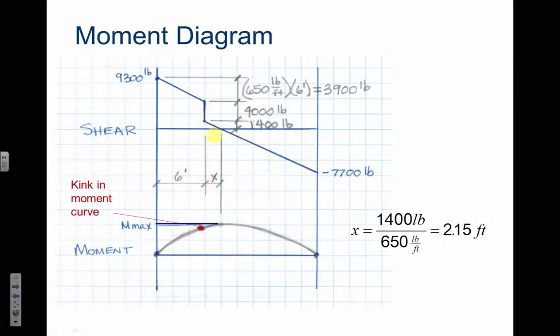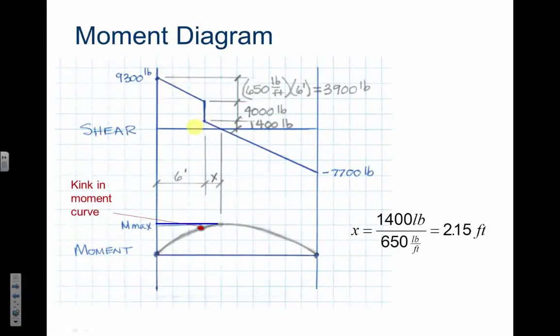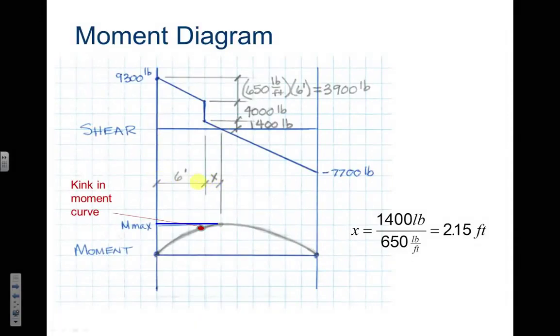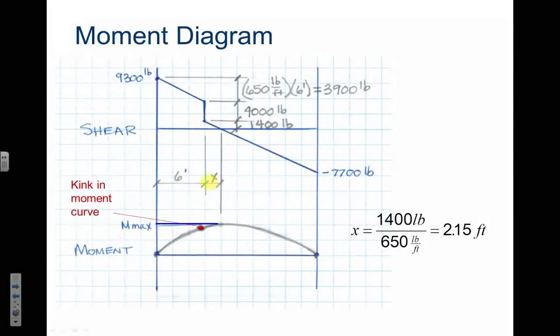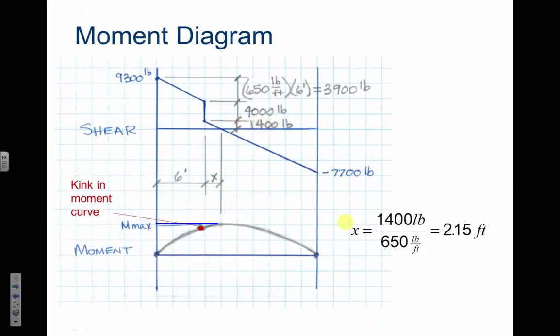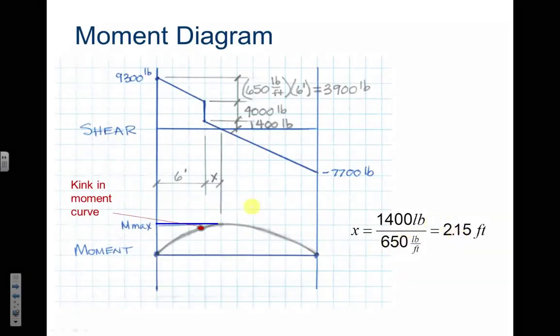All right, I said everything to the left of this point, where the load crosses the shear point, is going to be important, as well as the distance. So we know that from here to here is 6 feet, but we don't know this x, and we need to solve for that. Well, just think about rise over run. We need to solve for our run. We know that this is our rise, 1,400 pounds, and 650 is our slope. So that's how we get 2.15 feet. That's important.